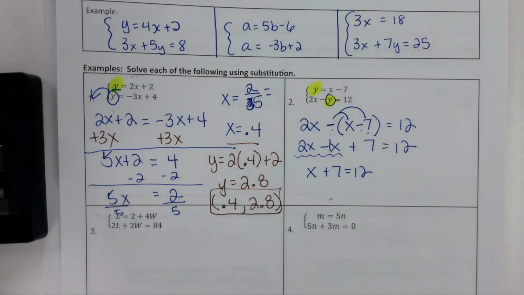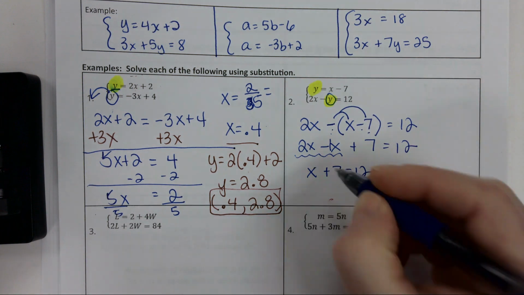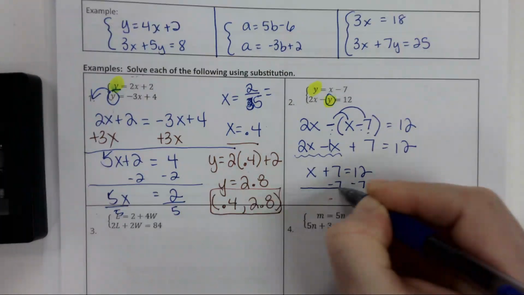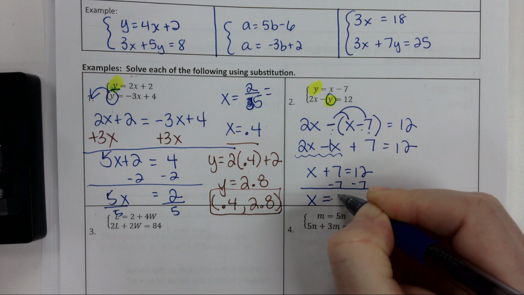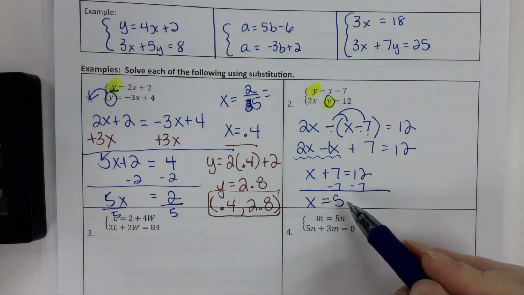Last step. Santos, what should I do to both sides? Subtract 7. Good. X equals 5. Basically, I have to find y. Go back to the original. I now know what x is.